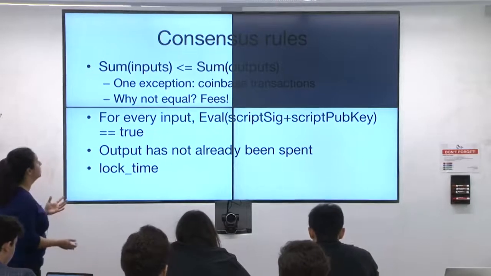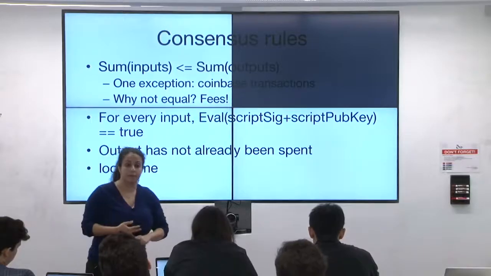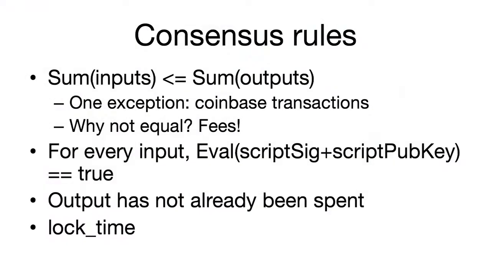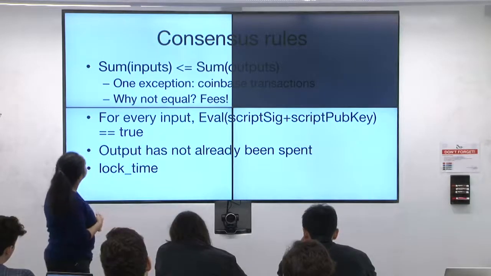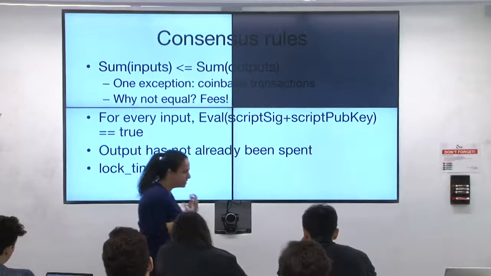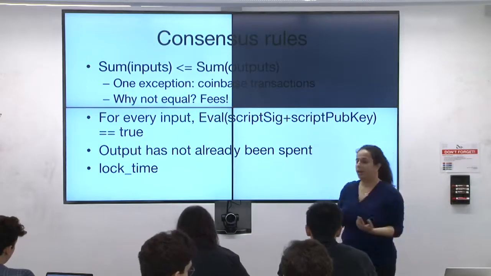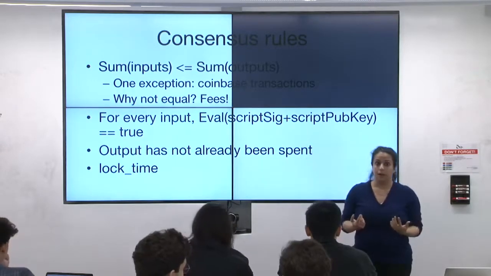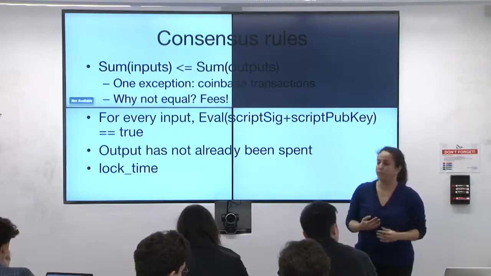For transactions specifically, the sum of the inputs has to be greater than or equal to the sum of the outputs. So you can't create money out of nowhere. You can't spend more than you're putting into a transaction. And why greater than or equal to? Fees, exactly. The difference between the inputs and the outputs is implicit, and it's a fee that essentially goes to the miner, the person who produces the block.